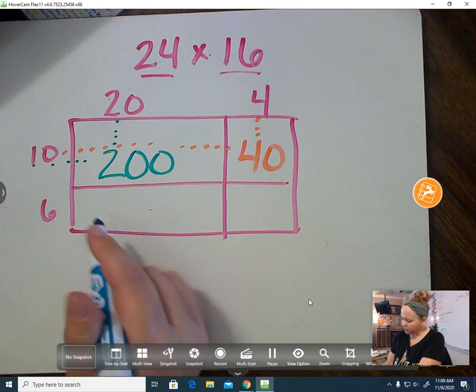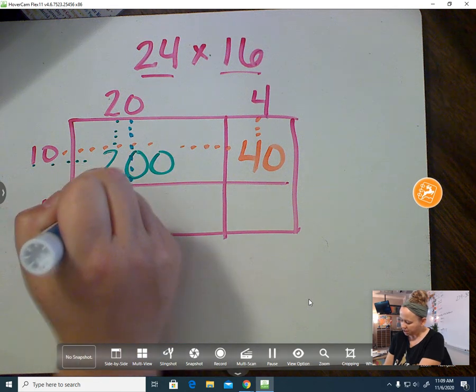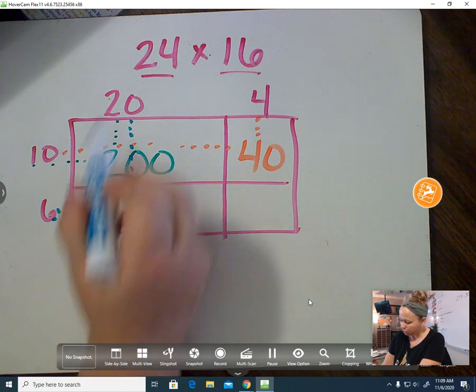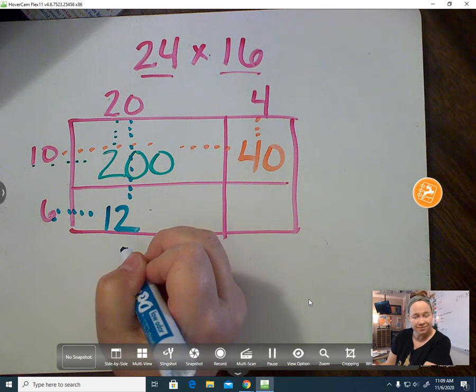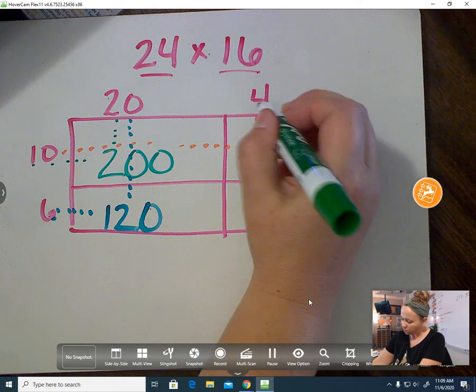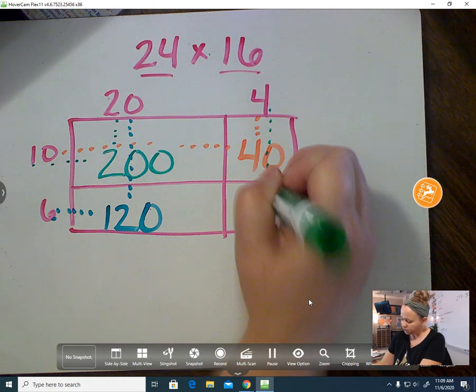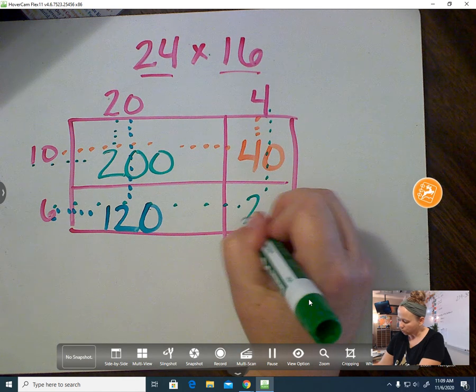Now let's go down here and do this one. 20 times, meet in the middle, 6. Well, 6 times 2 is 12. And how many placeholder zeros do I have? 1. Good. All right. How about the last one? Well, we're going to multiply 4 times, meet in the middle. 4 times 6 is 24.